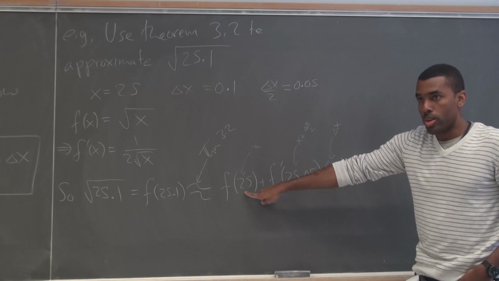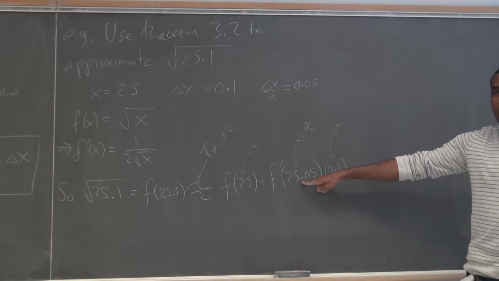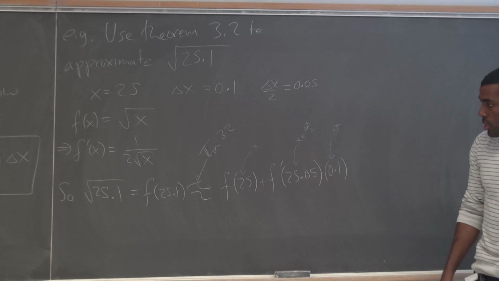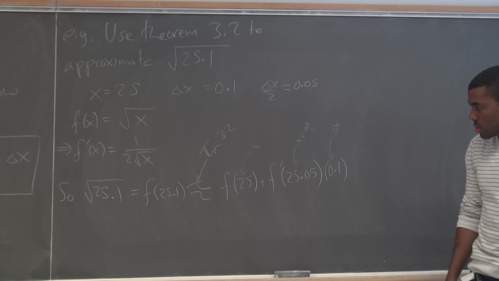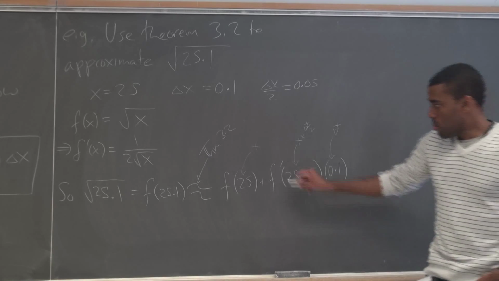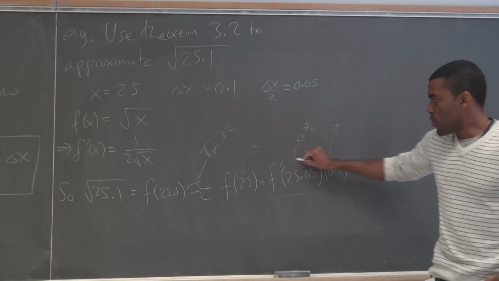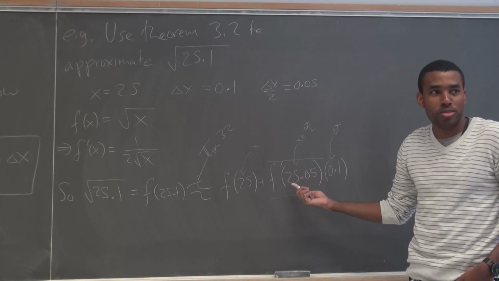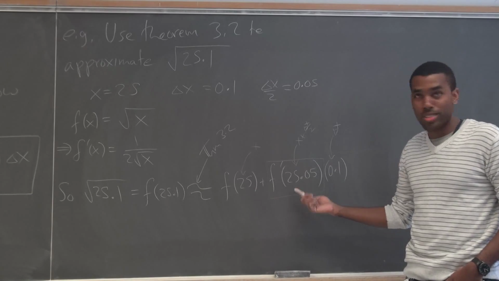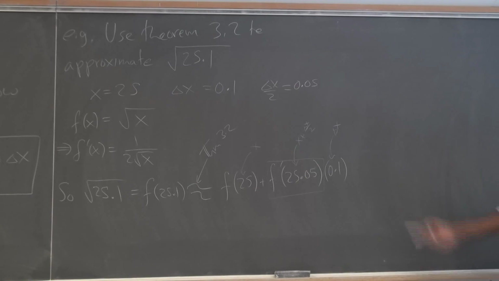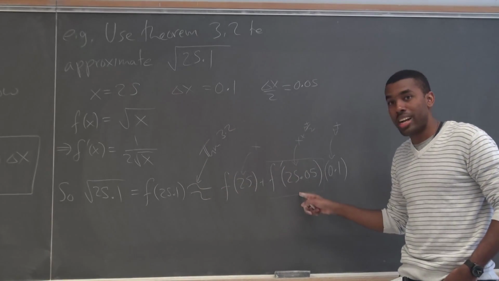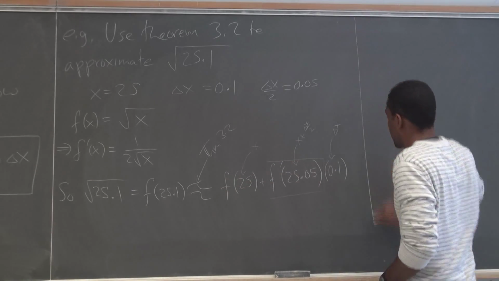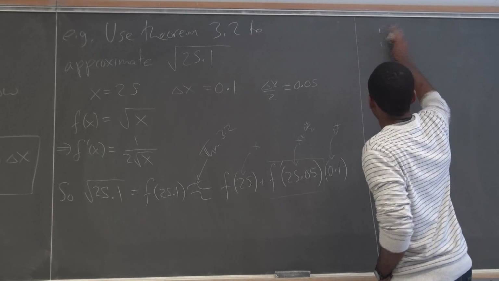Now this guy's easy, we know that. But what is this, the derivative at this point? Right? 1 over 2 radical 25.05. But you see, if we don't know what the radical of 25.1 is, how are we going to know what the radical of 25.05 is? That's even worse, right? So what we actually do is we use theorem 3.1 to figure this guy out, and then we come back, right? So back to theorem 3.1.